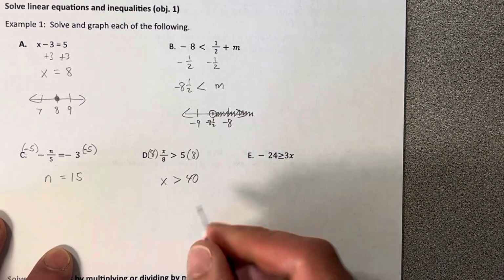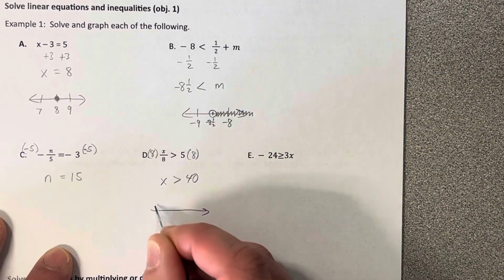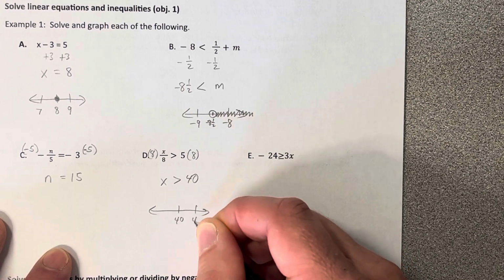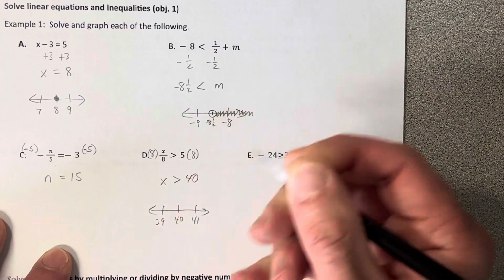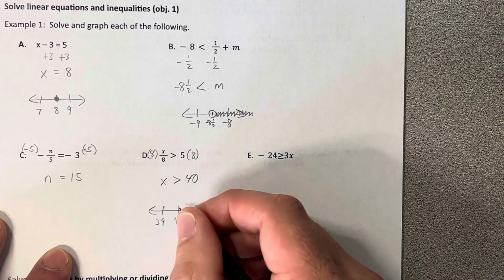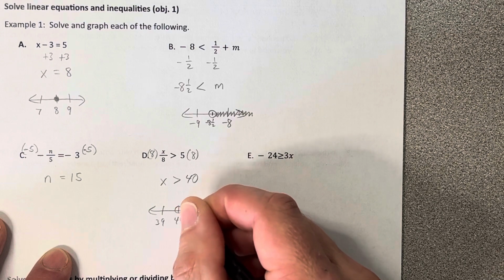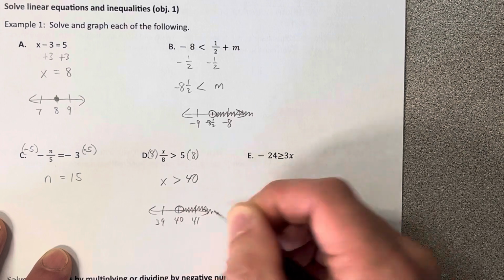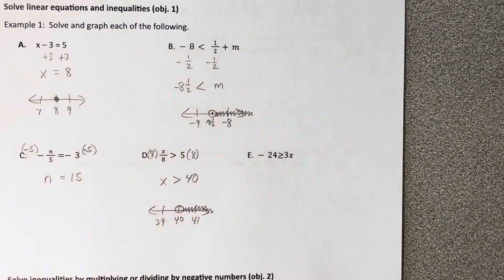And because it's an inequality, I'm going to graph it. And we got a nice number, so we'll put 40 in the middle. To the right will be 41, to the left 39. A circle or a dot? Well, it's not equal to, so it's going to be a circle. And since it's greater than, we'll shade to the right, like so.